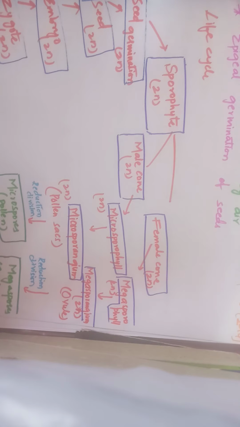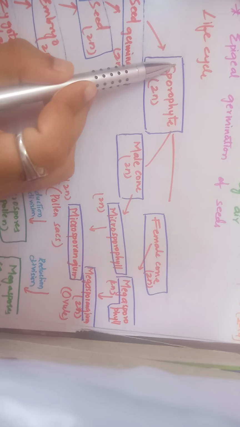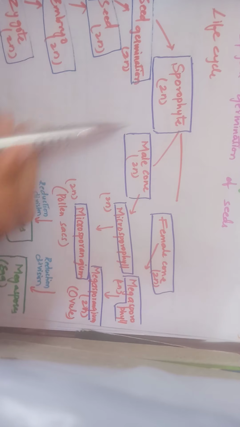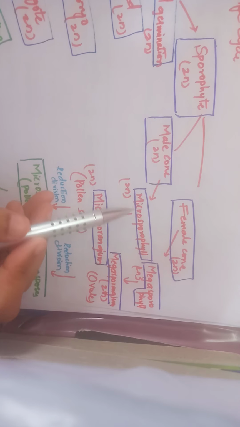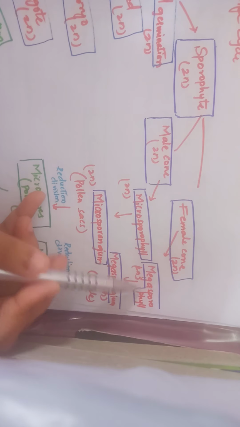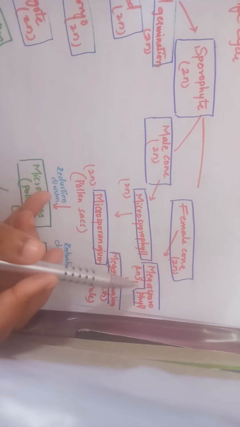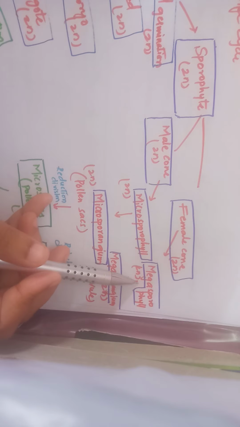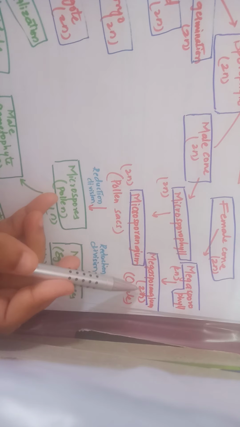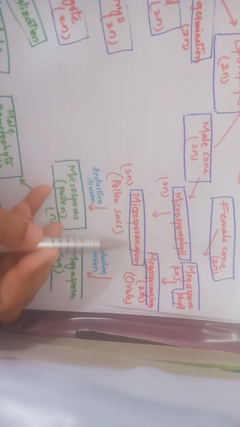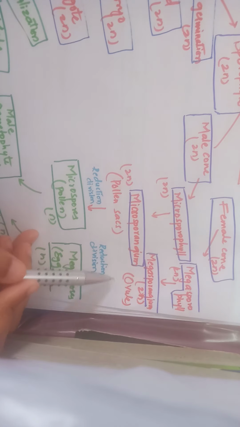Then coming to the complete life cycle of the gymnosperms. The main plant body is known as the sporophyte. It produces the male cone as well as the female cone, which have the microsporophyll and megasporophyll. These are nothing but modified leaves which produce the microsporangia and megasporangia respectively. These microsporangia are nothing but the pollen sacs and megasporangia are nothing but the ovules.